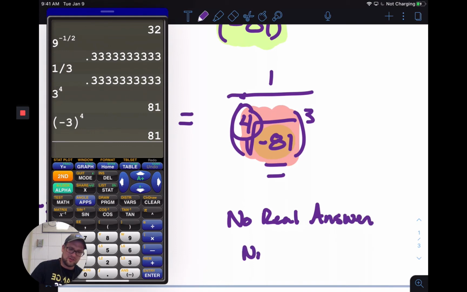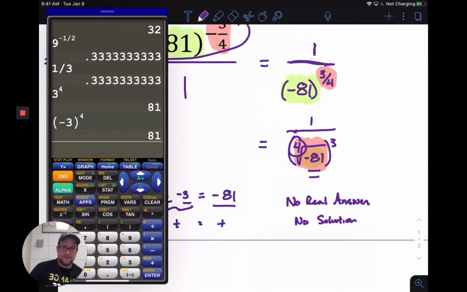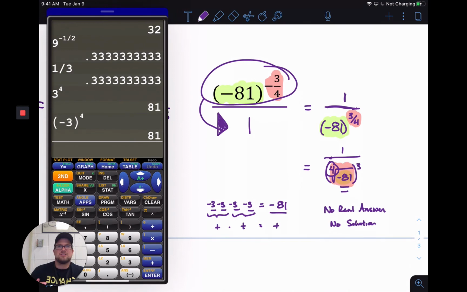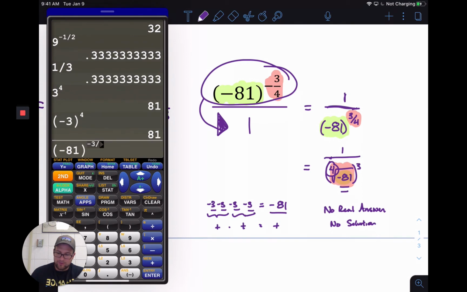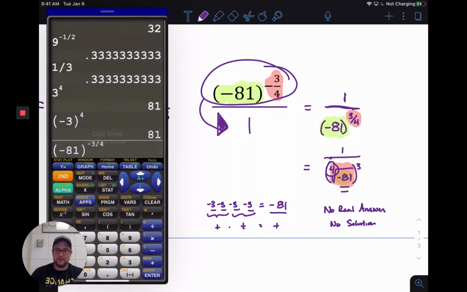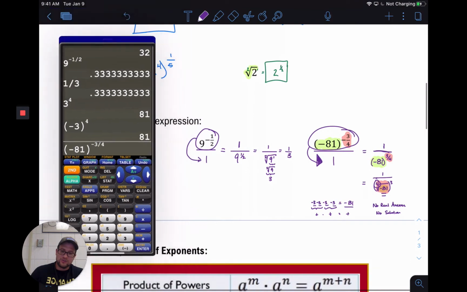Sometimes we might even say that there is no solution, but there's no number that can be evaluated out to be. Now, looking at this, let's see what happens if we try to punch this in on our calculator. Negative 81 raised to the negative 3/4 power. Again, our calculator even knows that is not something it can evaluate. So there really is no answer to that.